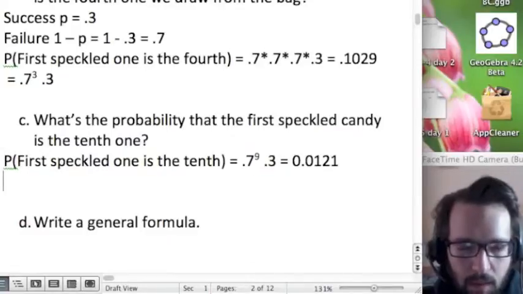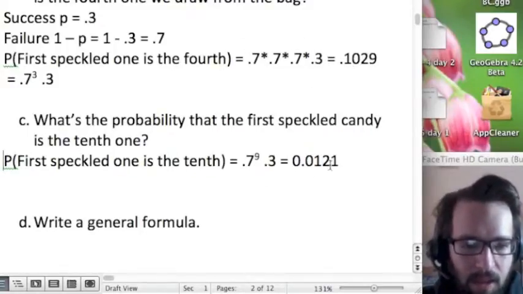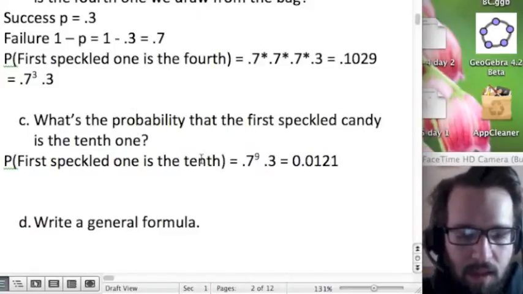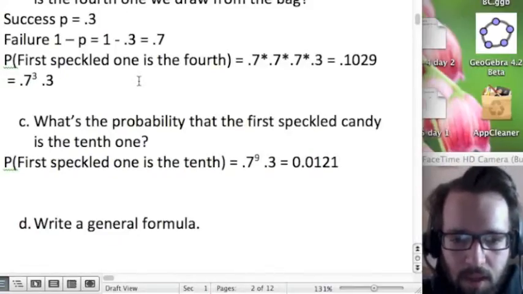So there we go. The probability is a little more than 1% for that one. So the fourth is a little more than 10%, and the 10th is a little more than 1%. So it's 10 times more likely to happen in the fourth than the 10th if you're just comparing those two. Okay, we're moving along here.